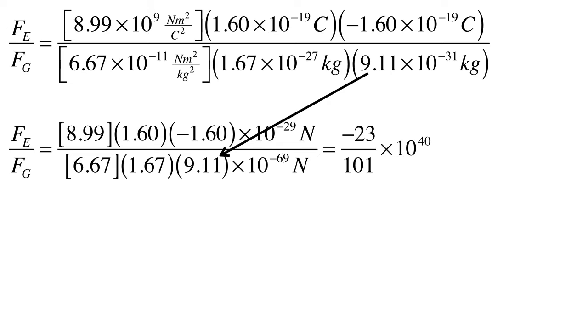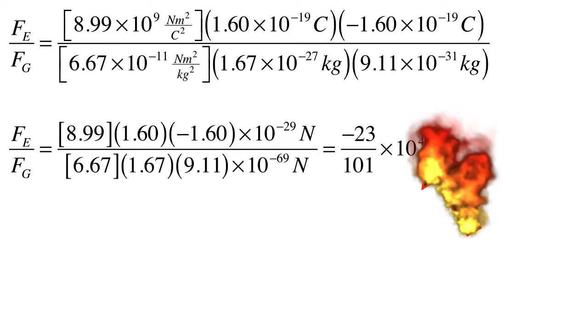Now we can deal with those powers of 10. 10 to the minus 69 in the denominator is the same as 10 to the regular 69 in the numerator. So this is equivalent to 10 to the minus 29 times 10 to the positive 69, right, in the numerator. And that means that your scientific notation over here is 10 to the 40, all right? And that, my wonderful students, is the moral of this calculation.